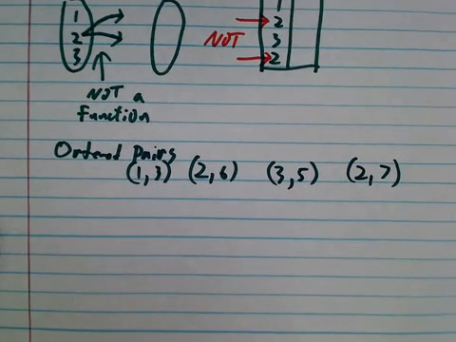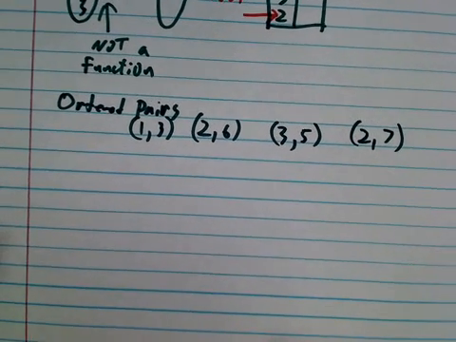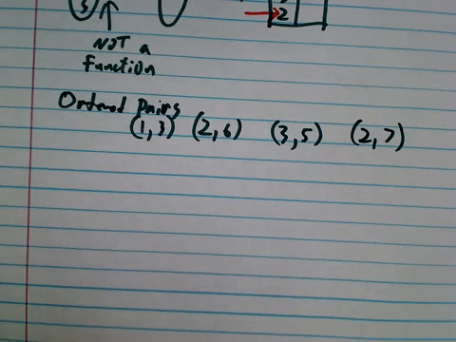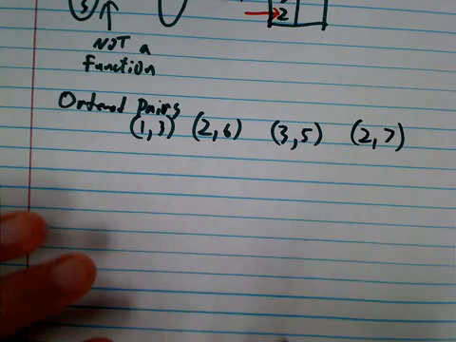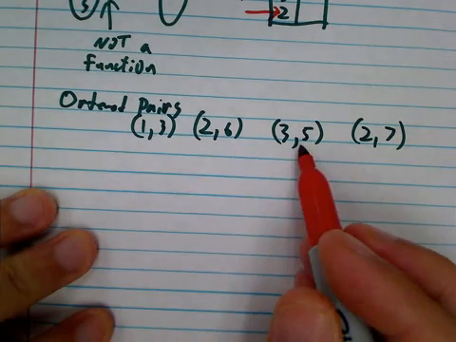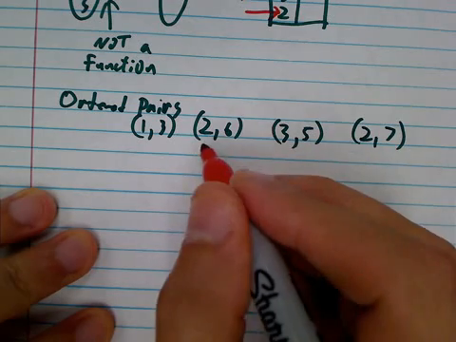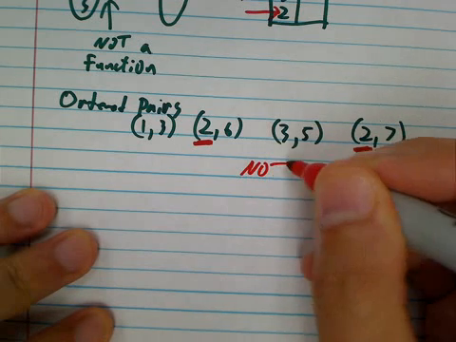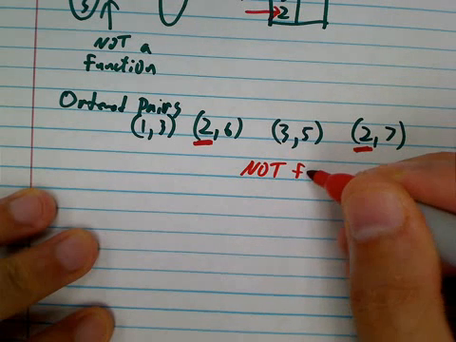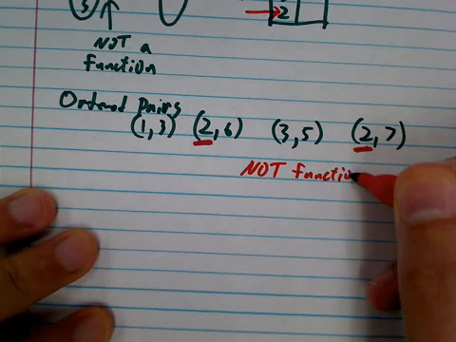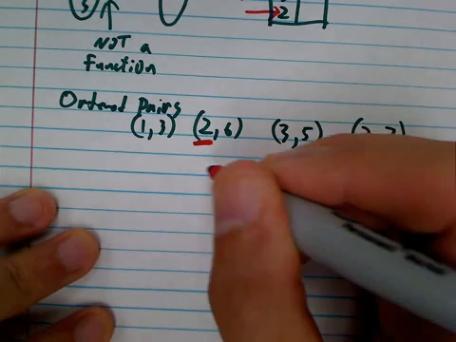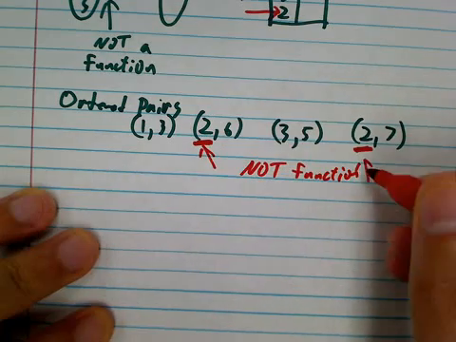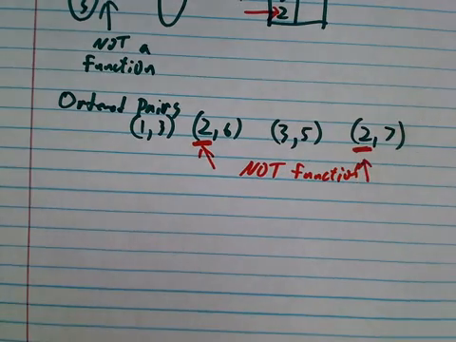Okay, and let me scooch this up now. And this is also not a function because look at the x's. You have 1, 2, 3, and 2. Because these two match, this is not a function.